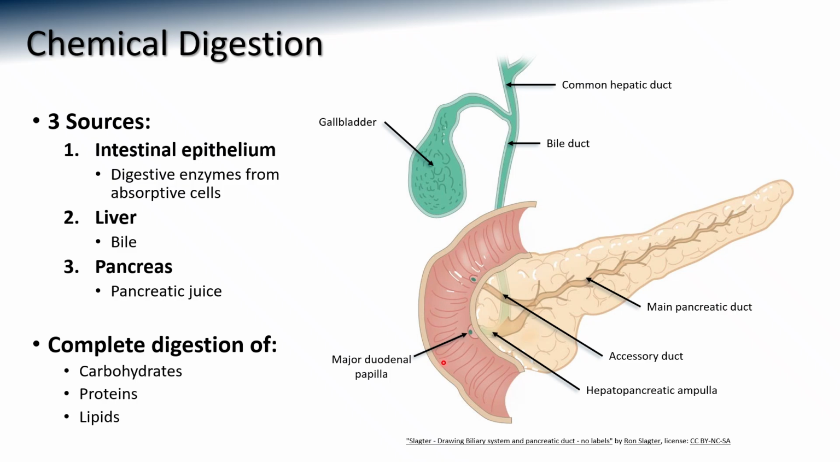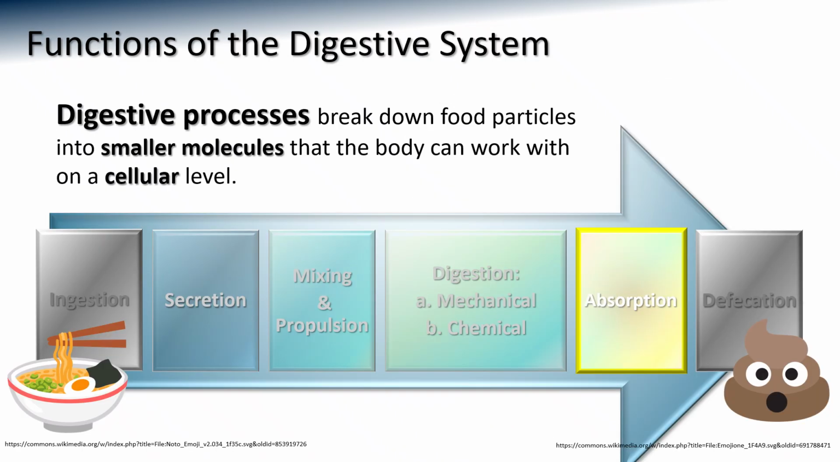Meanwhile, our duodenal lining here, and the small intestinal lining in general, is creating those digestive enzymes that will continue to help break things down. Together, all three of these are going to complete the digestion of carbohydrates, proteins, and lipids that are passing through the digestive system. Once all of those things have been appropriately broken down, they can be absorbed into the intestinal wall, and from there, the bloodstream.